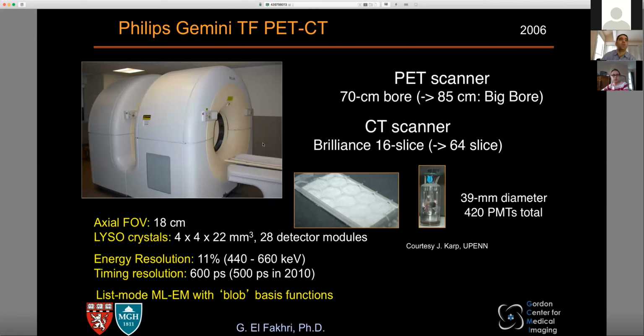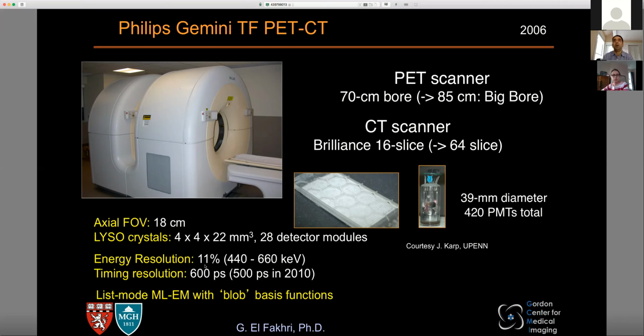Note that this was a short axial field, 18 centimeters, and it was about 600 picoseconds of timing resolution. What does that mean? That means that you can detect 2 events, 2 photons on 2 separate detectors as 2 independent events that didn't arrive at the same time if they were separated by 600 picoseconds. So anything less than 600 picoseconds means you don't discriminate between them in time. Anything greater than 600 picoseconds, you can discriminate between them in time.